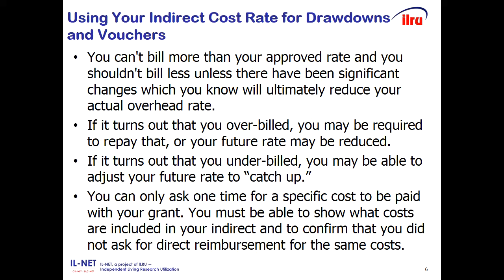I also wanted to mention that there's a rule that prohibits charging something both as a direct cost and then also as an indirect cost. It's a very specific rule in uniform guidance. So you can only ask once for a specific cost to be paid with your grant. You must be able to show what costs were included in your indirect and to confirm that you didn't ask for direct reimbursement under another program for the same cost. Next slide.